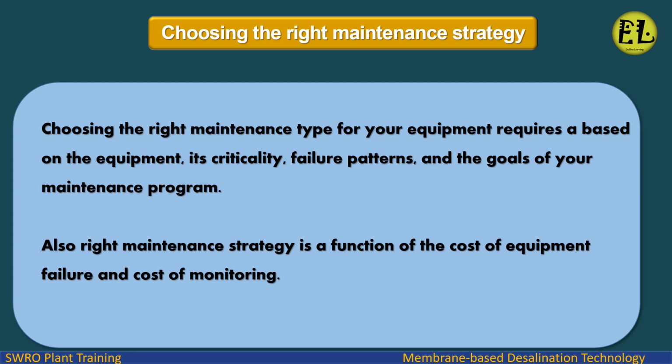Choosing the right maintenance strategy for your equipment requires a decision based on the equipment, its criticality, failure patterns, and the goals of your maintenance program. Also, the right maintenance strategy is a function of the cost of equipment failure and the cost of monitoring.